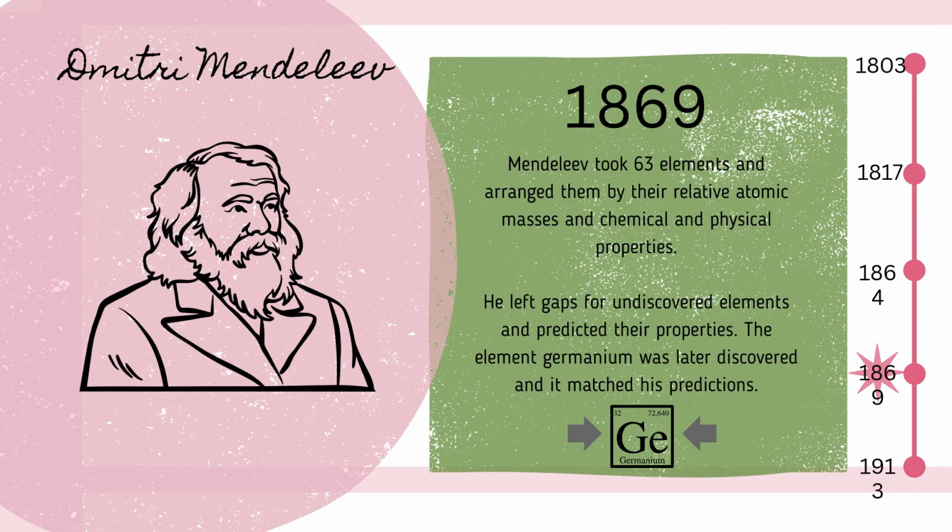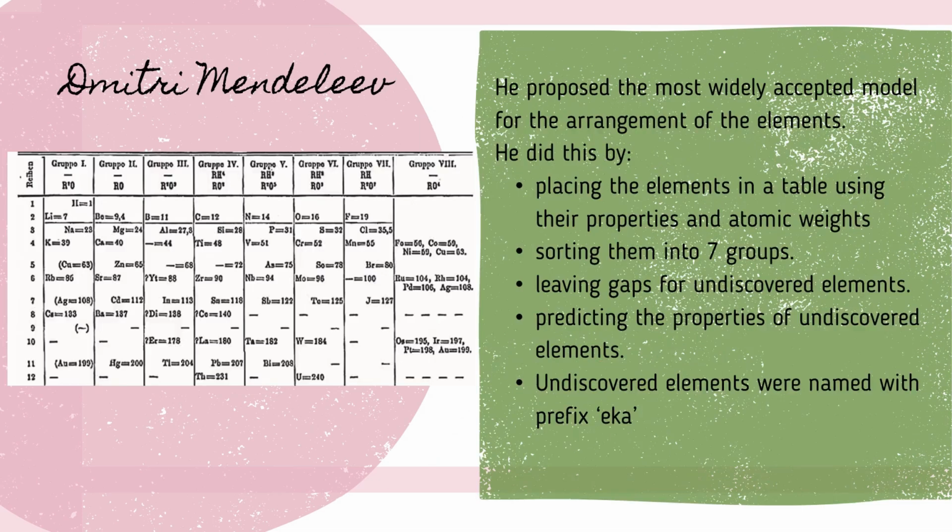Dmitry Mendeleev. In 1869, Mendeleev took 63 elements and arranged them by their relative atomic masses and chemical and physical properties. He left gaps for the undiscovered elements and predicted their properties as well. The element germanium was later discovered and it matched with his predictions. He proposed the most widely accepted model for the arrangement of the elements.